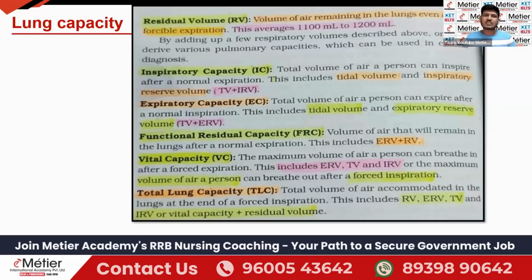The next one is expiratory capacity. Expiratory capacity means just opposite to inspiratory capacity. The total volume of air the person can expire or exhale after normal inspiration. So here you can see, after the normal expiration, the amount of air inspired is called as what? Inspiratory capacity. And after the inspiration, the amount of air the person can expire is called as what? Expiratory capacity. So expiratory capacity will be exhalation, inspiratory capacity will be inhalation. That is over. The next one is functional residual capacity.